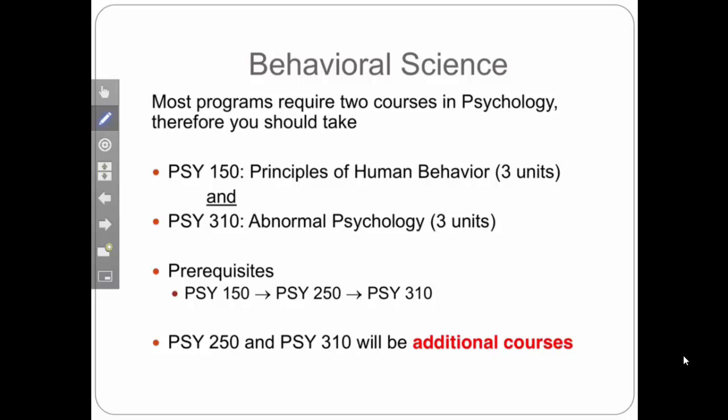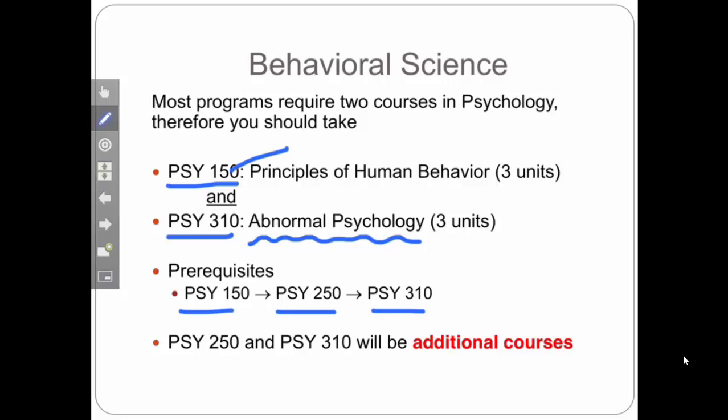Most DPT programs require you to take at least 2 courses in psychology, and therefore you should take Psychology 150 and Psychology 310. Abnormal psychology is usually the course of preference for the DPT programs, in addition to Psych 150. Prerequisite to 310 is Psych 250, and the prerequisite to Psych 250 is Psych 150.